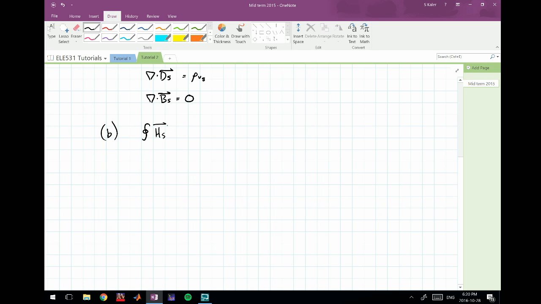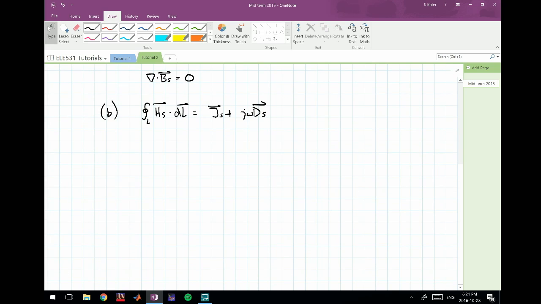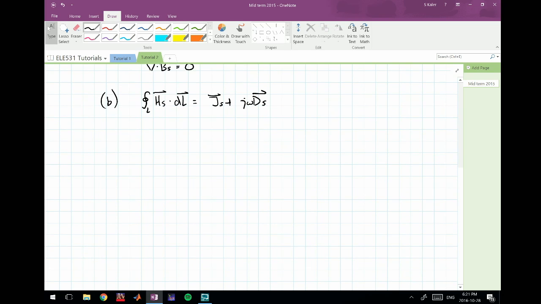So we have the closed loop integral of H_s dot dl over L, and this thing usually we call J_s plus, what is it? No, that's time domain. So j omega D_s, like that. But now the thing is we need to integrate this thing, of course. He's done it a little differently here, but I'll show you both ways. So we have this integral, should be over a surface, and should be over the same surface there.